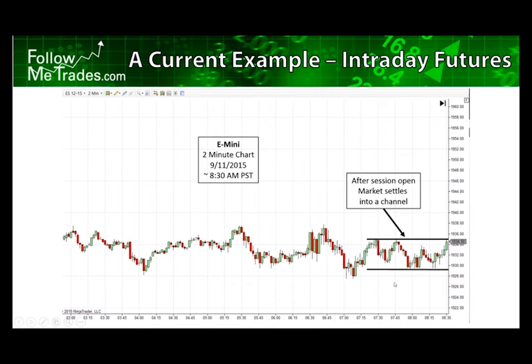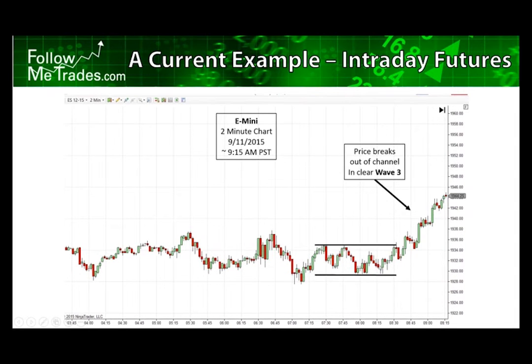But then it broke out into this really big, strong move right here, and that's a clear wave 3 for me. Again, wave 3. You don't have to get all complicated about it. It's the biggest, strongest move on the chart you're looking at. So there's wave 3. Here's my criteria. I said I have to have wave 3 be present. It's the biggest move on the chart.